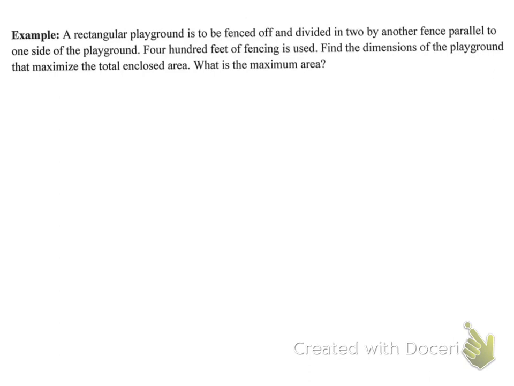So this one says a rectangular playground is to be fenced off and divided in two by another fence parallel to one side of the playground. 400 feet of fencing is used. That's important. Find the dimensions of the playground that maximize the enclosed area.